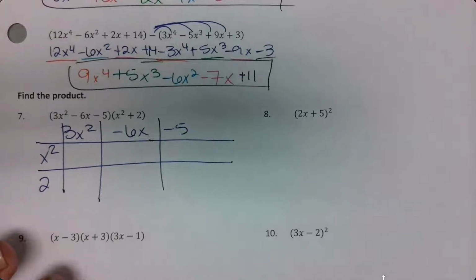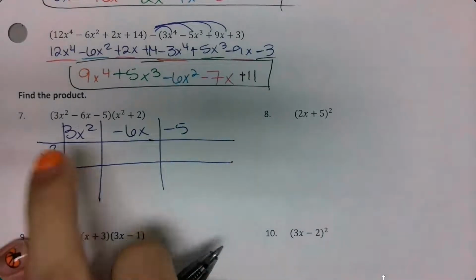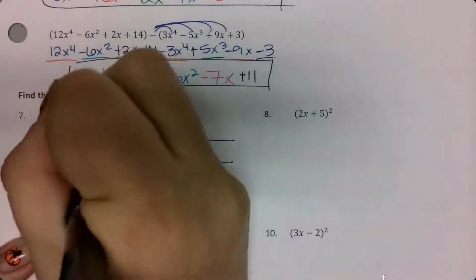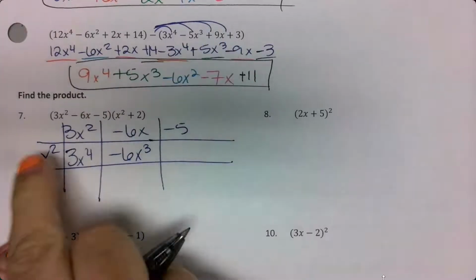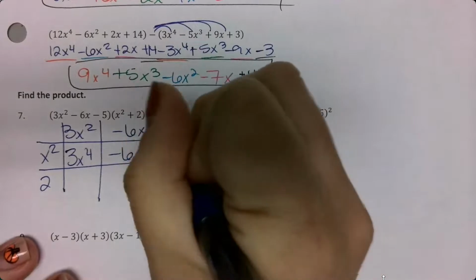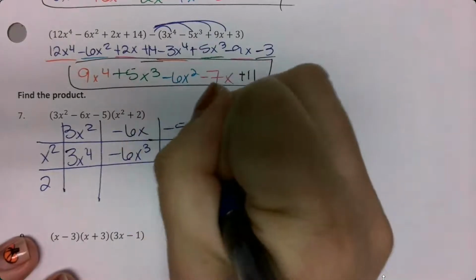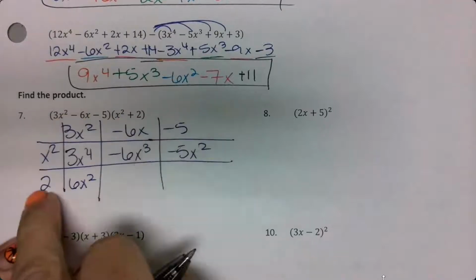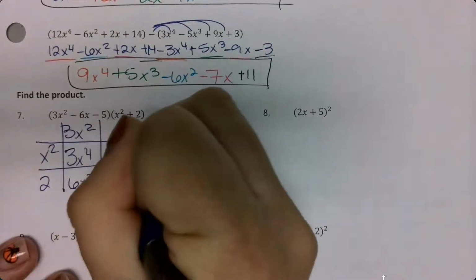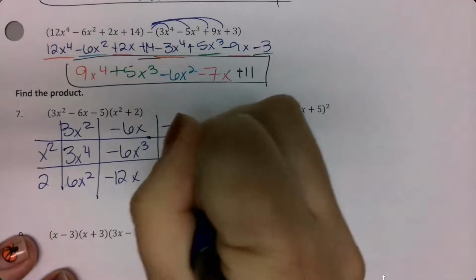So then in each box, I want to multiply. X squared times 3x squared is going to give me 3x to the 4th. X squared times -6 gives me -6x cubed. X squared times -5 gives me -5x squared. 2 times 3x squared is 6x squared. 2 times negative 6 gives me negative 12x. 2 times negative 5 gives me negative 10.